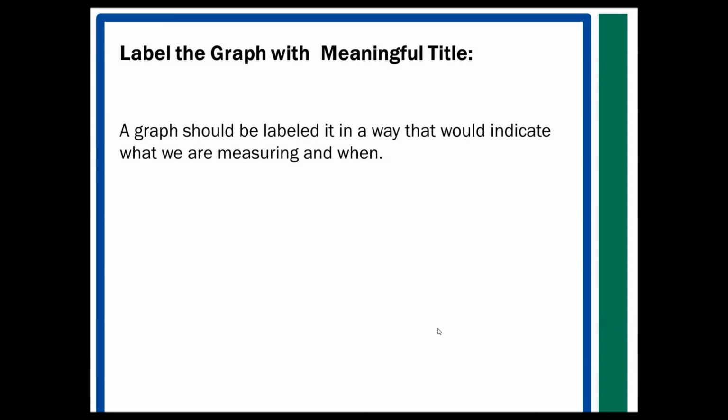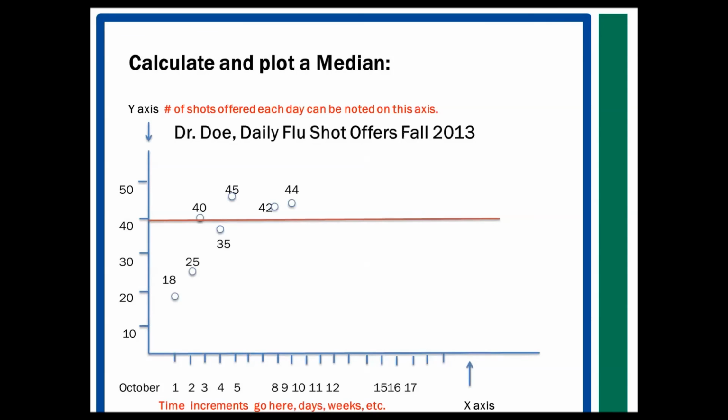All right, so I'll just give you the answer then. So it would be Dr. Doe, because we're only measuring him, daily flu shot offers, and fall of 2013. Because again, if we decide to run this through next year's flu shot season, you want to be able to find and identify your run. Okay, next slide.